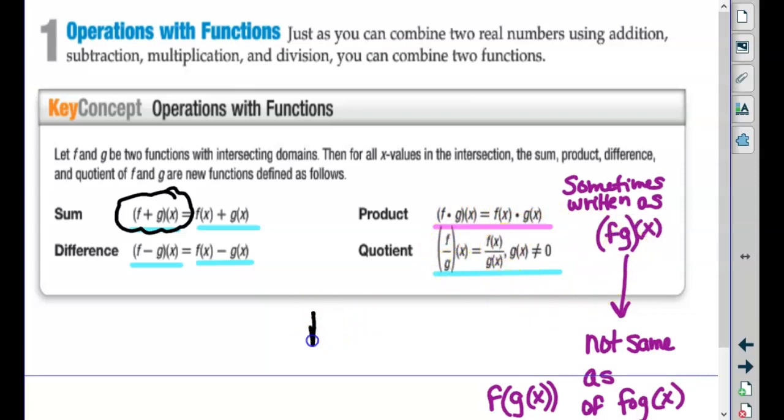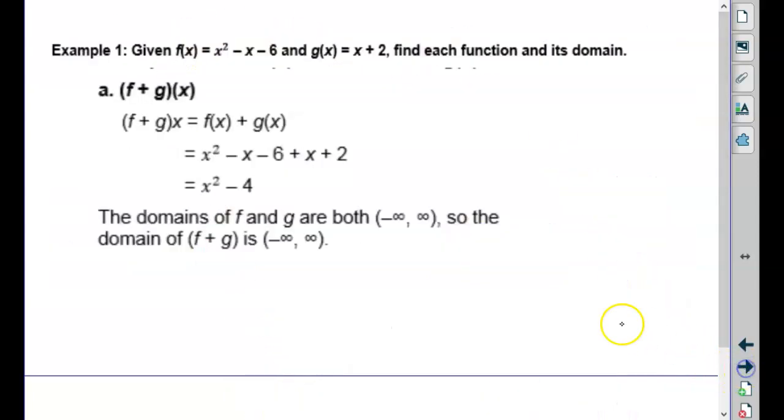Be very careful if they wrote it as F times G of X like this. It is not the same as F of G. We're going to talk about this open circle thing in a minute when we do composition of functions.